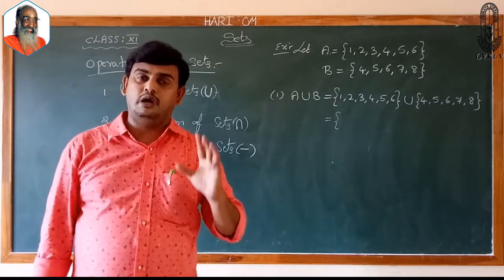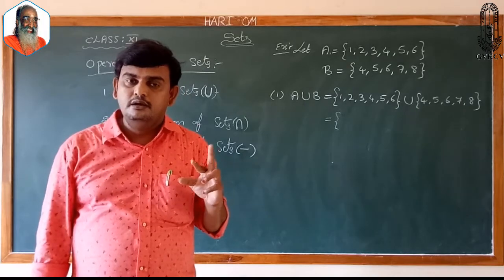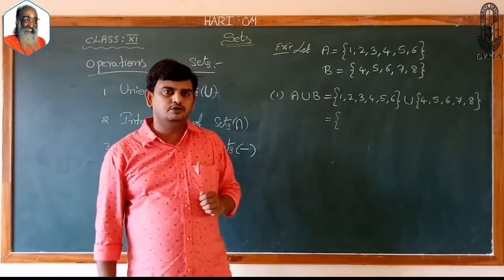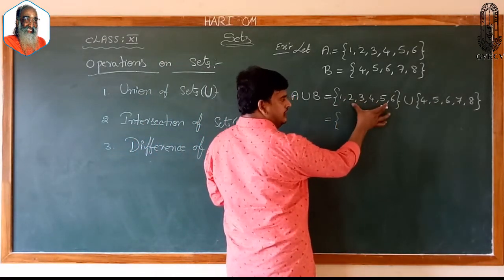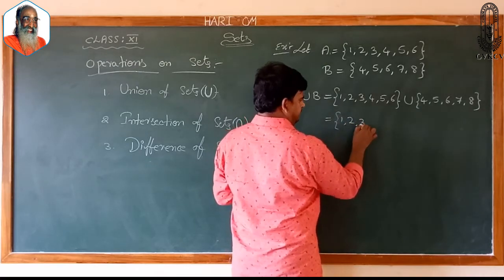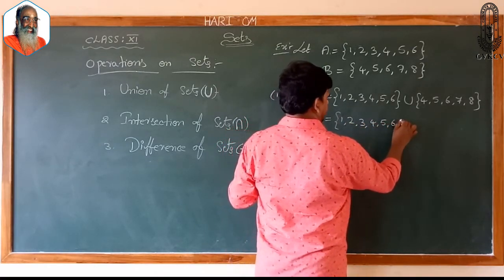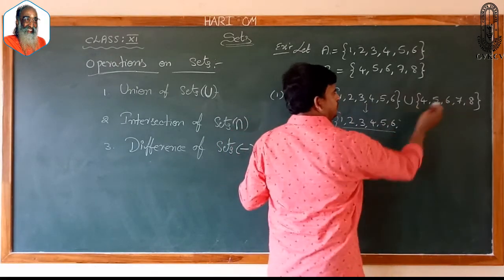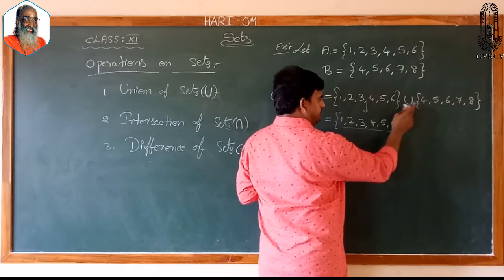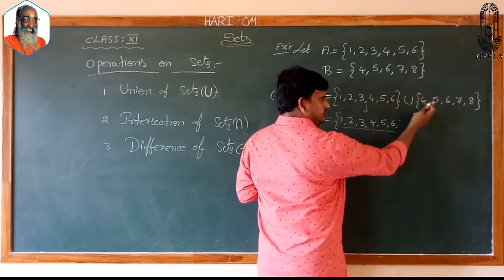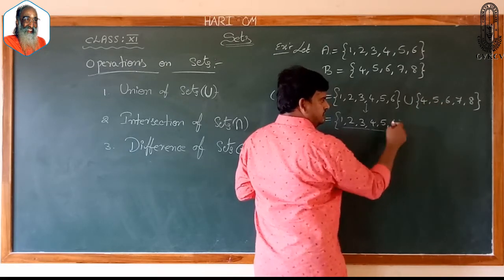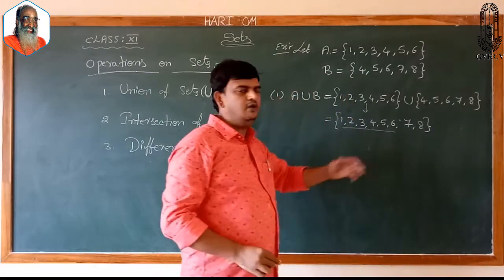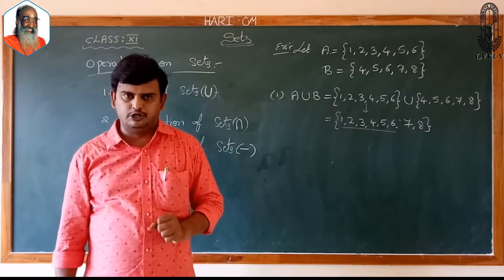So while combining, you have to observe that in a set, repetitions are not allowed. So first I am going to write the elements of the first set. 1, 2, 3, 4, 5, 6. All these are from the first set. Now coming to the second set, what are the elements there? 4. Already 4 is there. 5 is there. 6 is there. Next 7 and 8. Now total how many elements we have? 8 elements. Hope you understood.